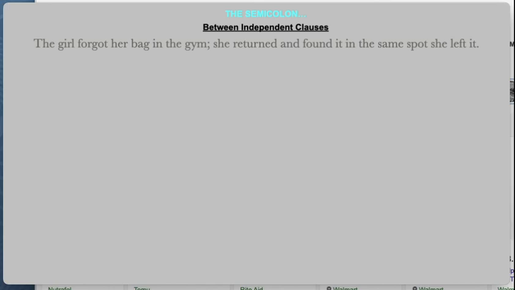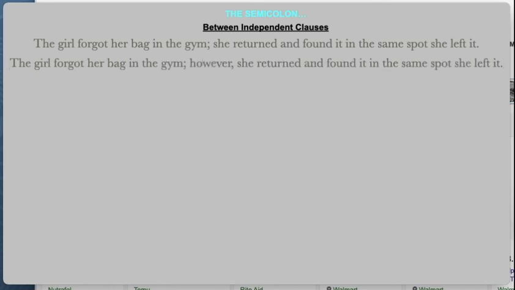A writer could also connect the clauses with a semicolon and a conjunctive adverb, like the word in this case, however. The girl forgot her bag in the gym; however, she returned and found it in the same spot she left it. That's just an option that you have as well.